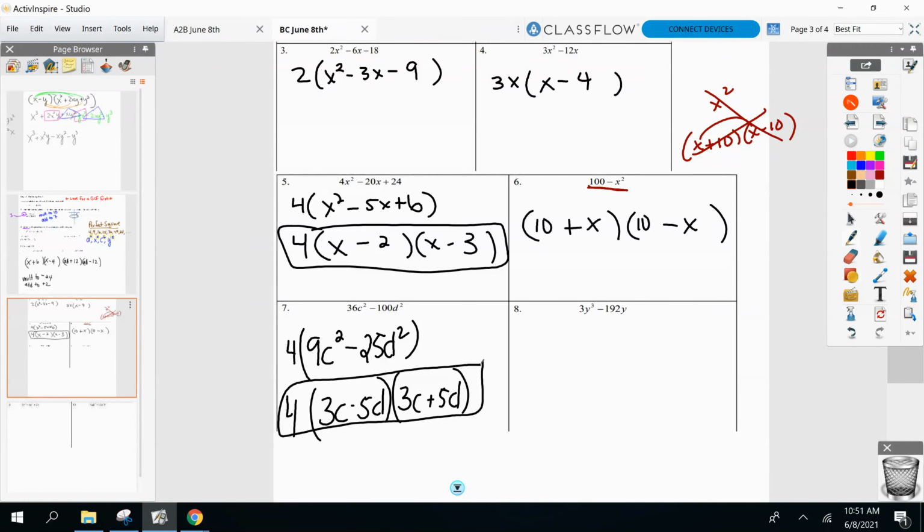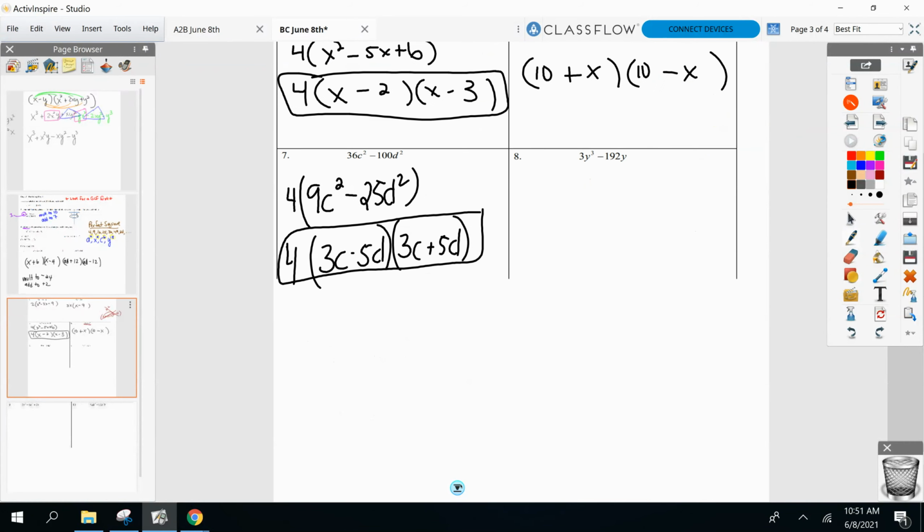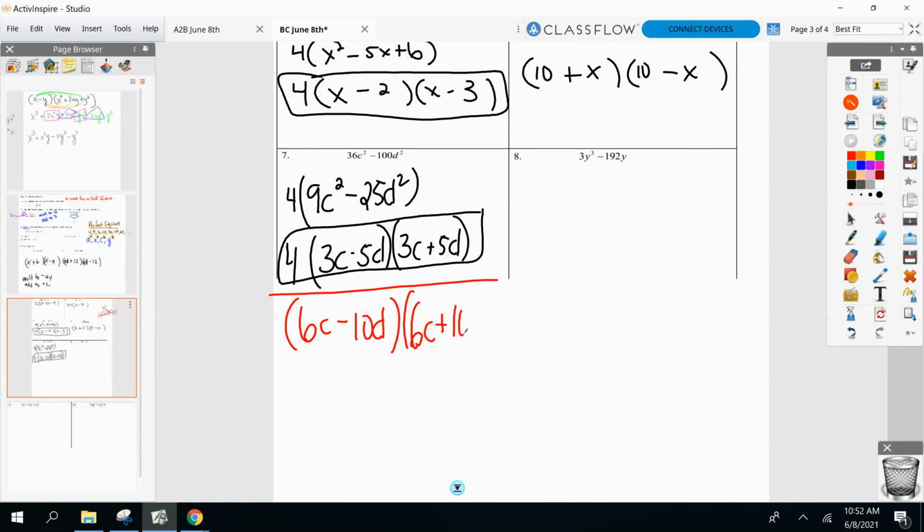Okay, everyone, please stop and just focus here. I want to show you. Remember, Sophia said at the beginning, hey, difference of two perfect squares, and she was correct. So let's say we factored it using difference of two perfect squares. What's the perfect square for 36? So it would be 6c minus, what's 100 a perfect square for? 10d. And then I would do the opposite, 6c plus 10d.